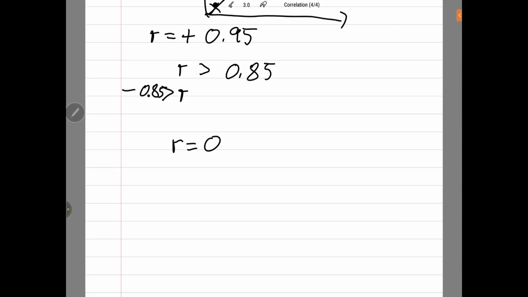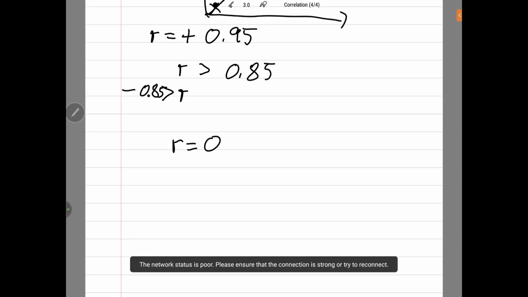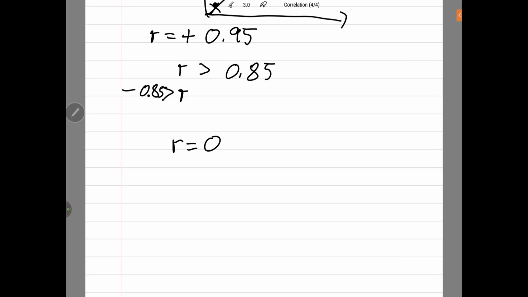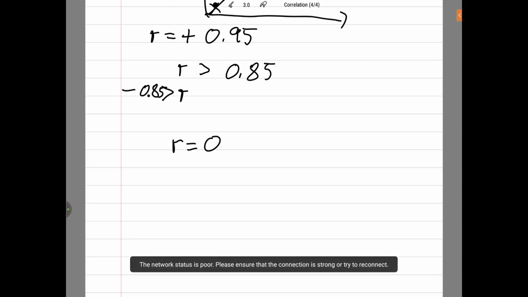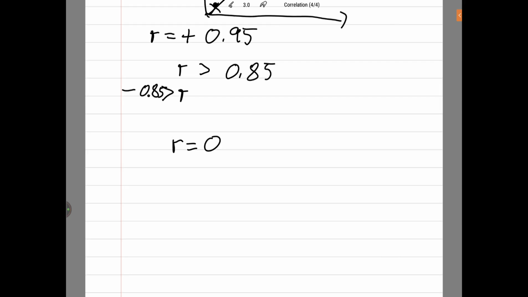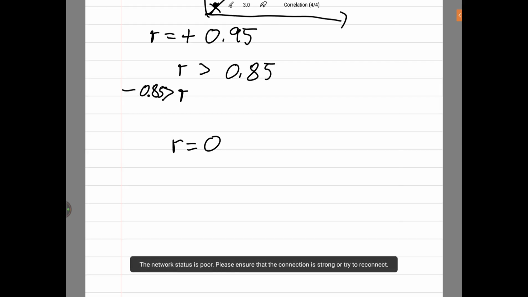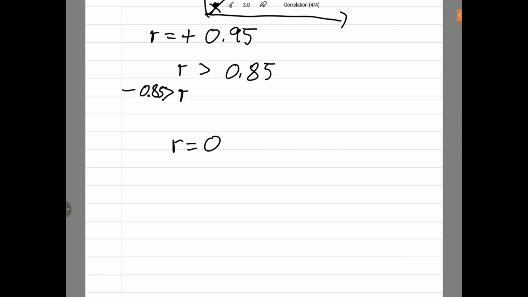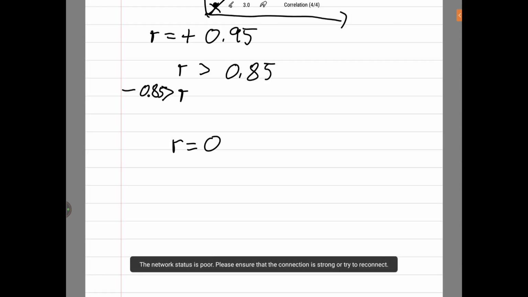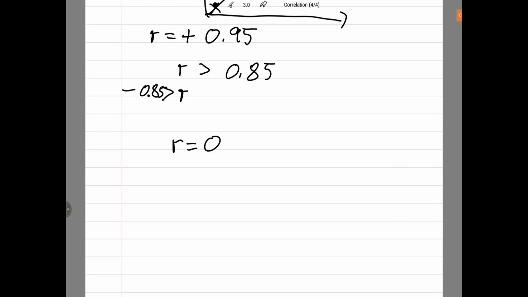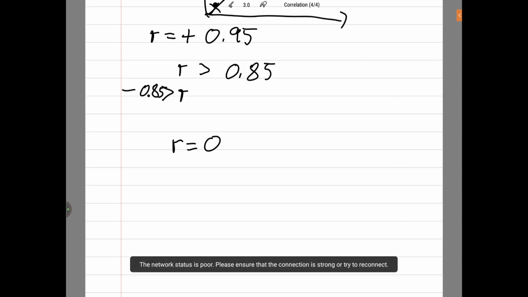What would that be? R equals 0, what does that indicate? There's no correlation. So whatever you find, the data are not in any way correlated. Does that make sense? How do you get the correlation coefficient?